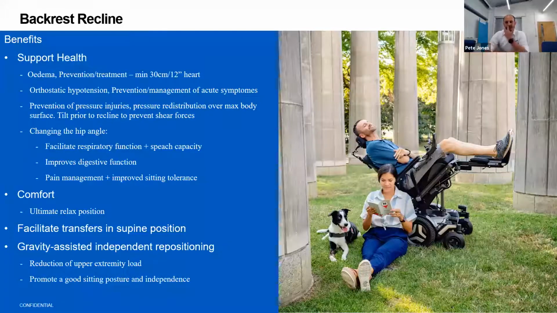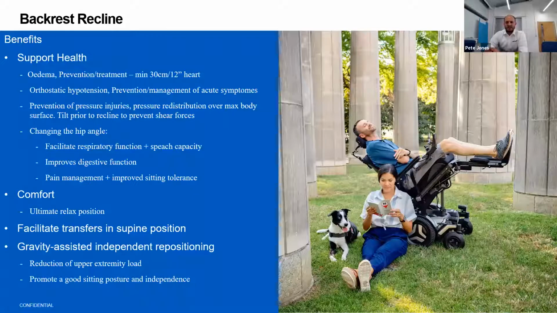The recline can be a great function to support health when using the tilt to reposition into a pressure redistributing position. We recommend to use the tilt function prior to recline to prevent shear forces. And then when repositioning back to the upright seated position, we recommend to first adjust the recline prior to tilting back to upright. The combination of the tilt, recline, and power leg rest can provide users a position to prevent or reduce the symptoms of edema and orthostatic hypotension.